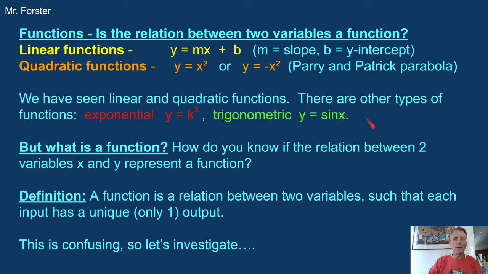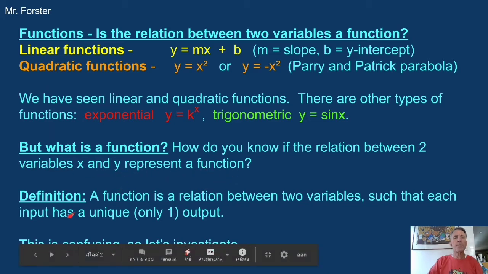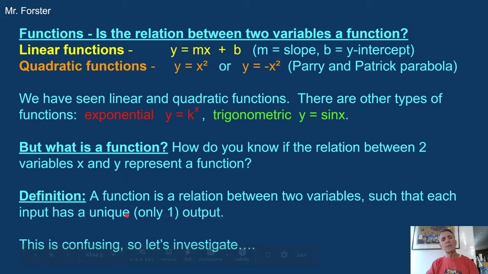But what is a function, and how do you know if a relation between two variables is a function? The definition of a function, which is not that helpful to me, is a relation between two variables such that each input has a unique output. The input is x and the output is y. Well, that doesn't help me much. It's a little confusing. So let's see if we can figure out what a function is by example.